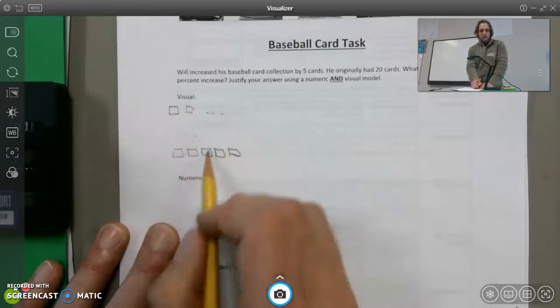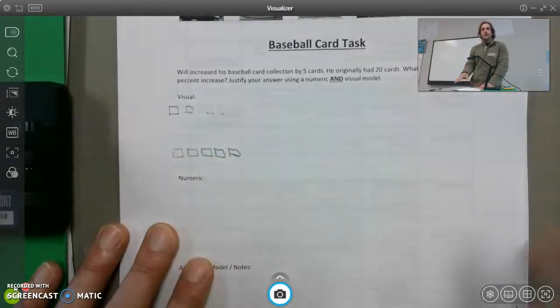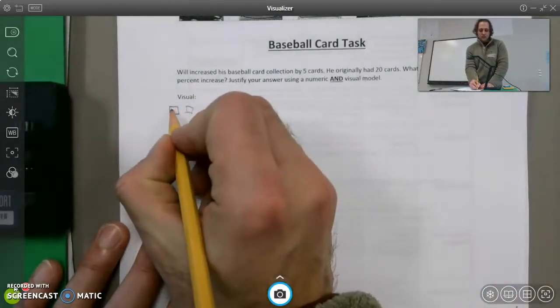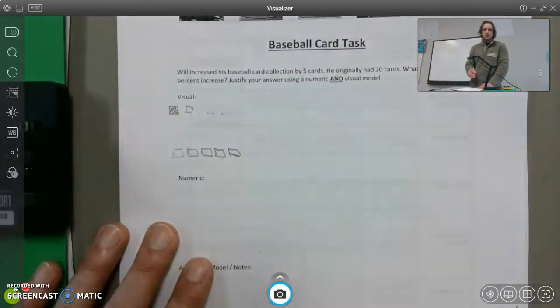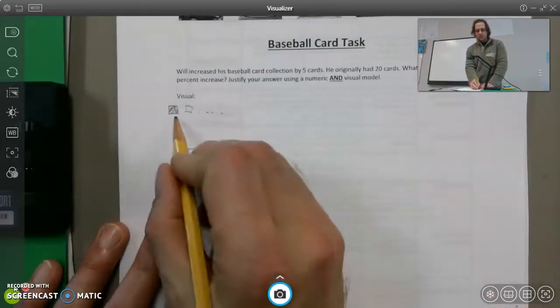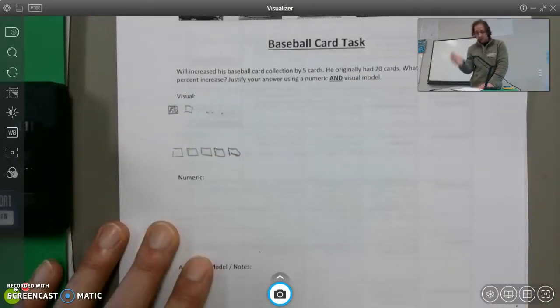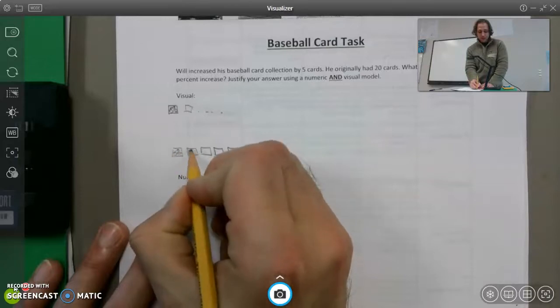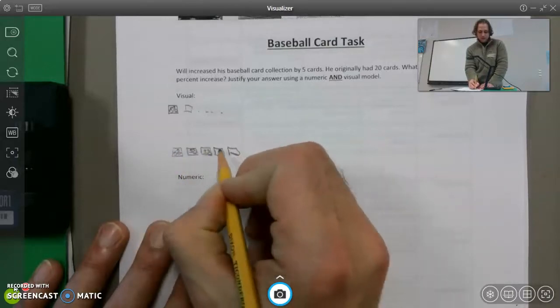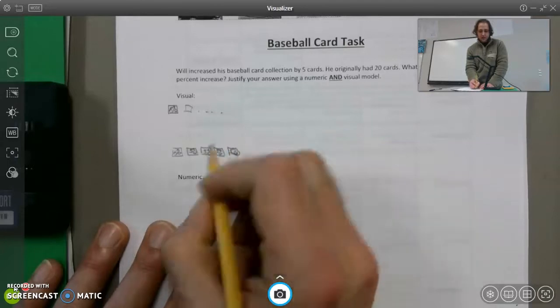If you drew out all 20 of these baseball cards, you could then think about, if I had 20 cards, what percentage of my collection is each card? So 20 cards, what percent would that be for each card? Obviously, that would be 5%. Each card would be 5%, because 5 times 20 is 100, so 5% times 20 cards would be 100%. Each card is worth 5%. So adding an additional 5 cards would be 5% each, and that would be an increase of 25%.